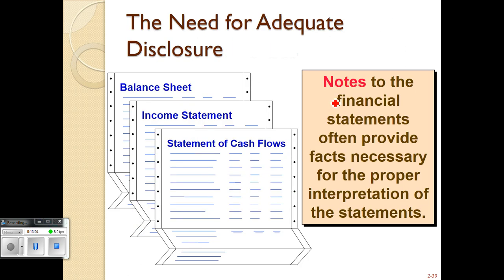Already mentioned that there are notes that go to the financial statements, and they often provide necessary facts for the interpretation of the statements. They will include things such as depreciation assumptions, inventory assumptions, perhaps accounts receivable assumptions. They'll tell you a lot of the assumptions that were used in preparing the income statement, the balance sheet, or the statement of cash flows. It is critical that you read those along with the balance sheet, the income statement, and the statement of cash flows. I cannot stress that enough. We're not going to spend time worrying about how to write those in this class, but it is important to read and interpret those as well.